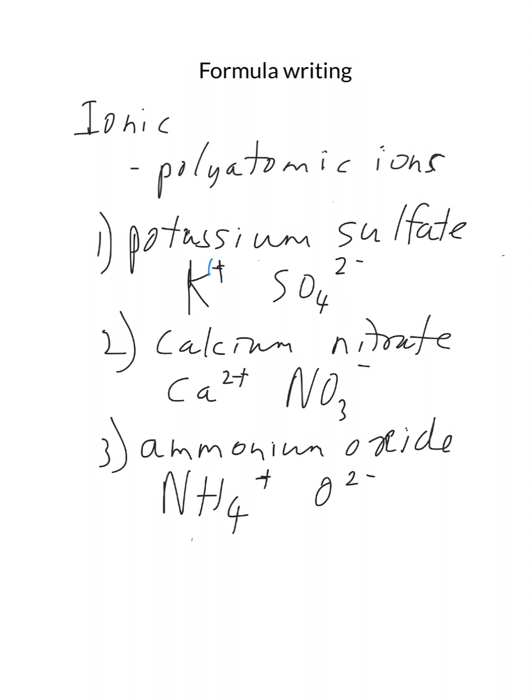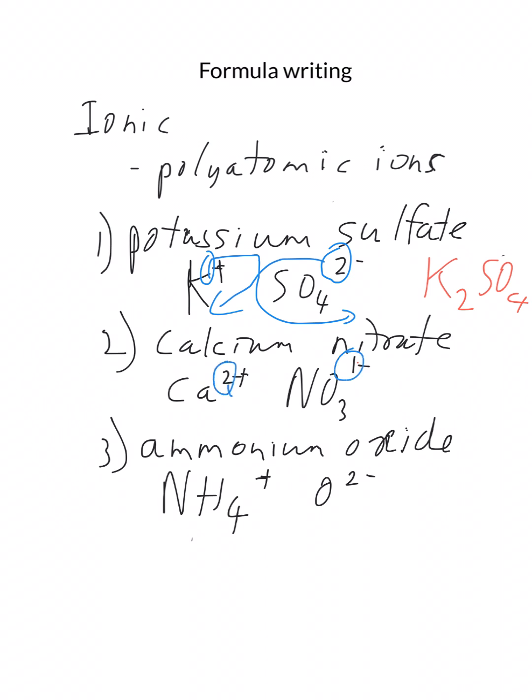So potassium has a 1 in front of it. Take it, swap it over. Sulfate has a 2, swap it over. That should give you a formula of K2SO4, just like that. Then when you go to calcium nitrate, you take the 2 in front of calcium and the 1 in front of nitrate, and you swap them over.